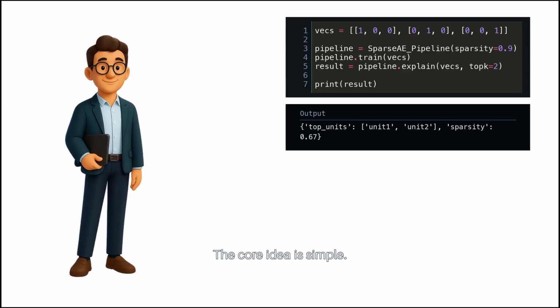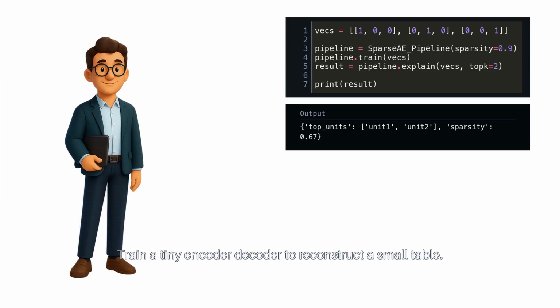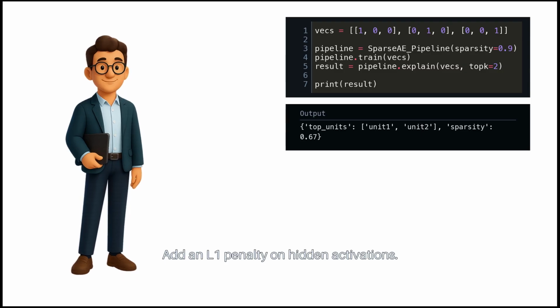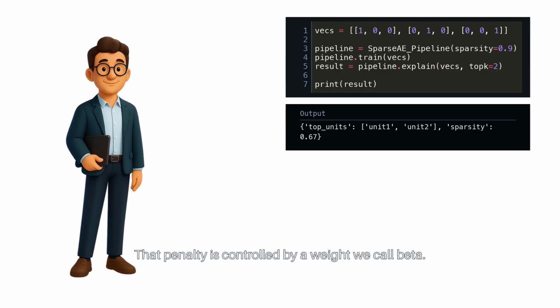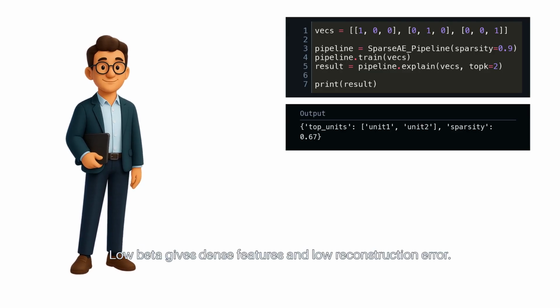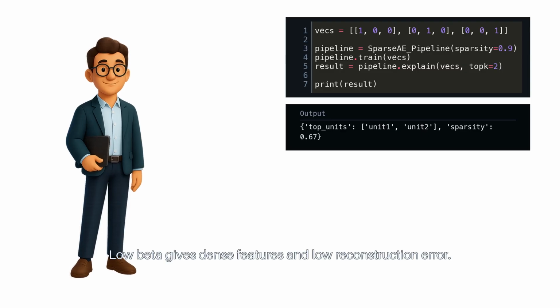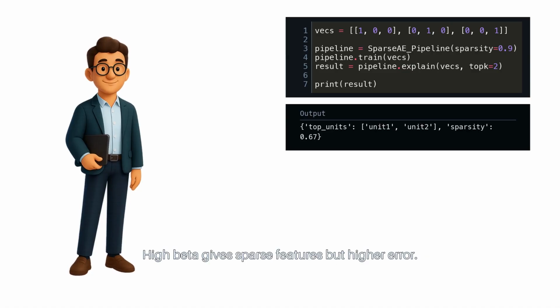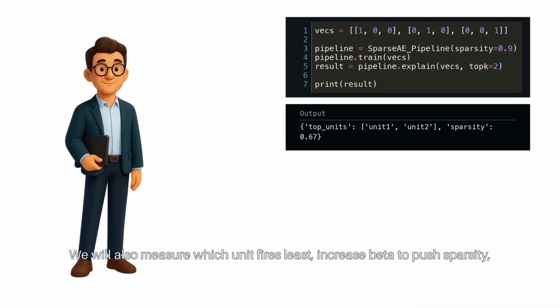The core idea is simple. Train a tiny encoder-decoder to reconstruct a small table. Add an L1 penalty on hidden activations. That penalty is controlled by a weight we call beta. Low beta gives dense features and low reconstruction error. High beta gives sparse features but higher error. We will also measure which unit fires least.